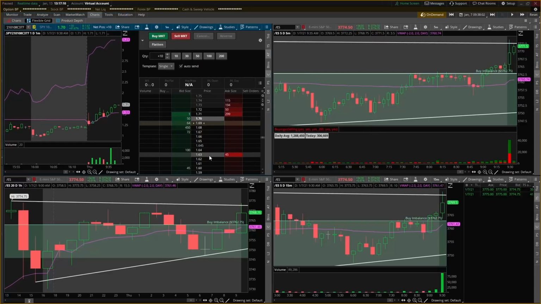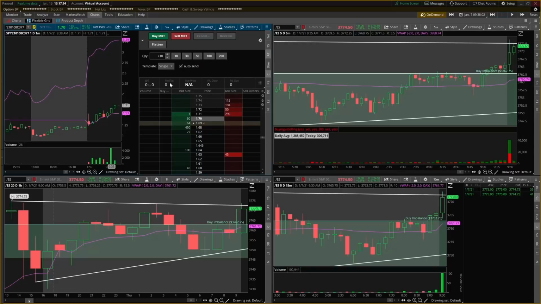So now I'm filled at 169. So how do I know I'm filled? When I have an entry, it's going to highlight whatever price my fill is at. And if you trade options, it's not going to show you how many contracts you have here. But on the top over here, it's going to say net position. And you see how it says plus 10? So I know I'm in 10 contracts at 169 because it's highlighted.